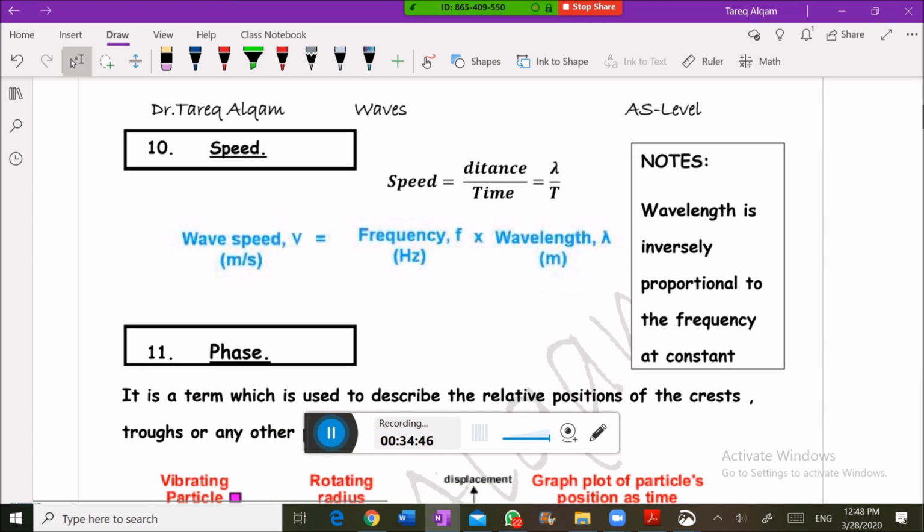I think all of you are familiar with that. The speed equals distance over time, or wavelength over period, right? Or speed equals frequency times wavelength. All of you familiar with this one? Okay.